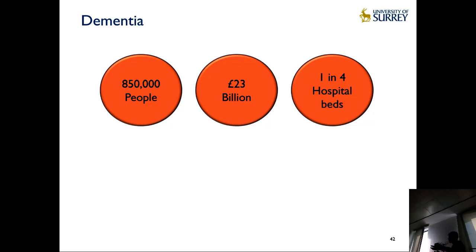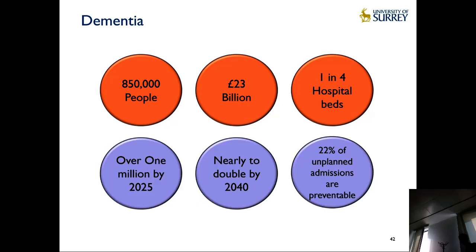Familiar Alzheimer's is a subcategory of dementia. It affects people's cognitive capability and over time they can progress. In the UK, at the moment, something over 850,000 people are registered with dementia. In terms of formal and informal care, we spend around £23 billion per year for dementia care. And at any given time in the UK, one in four hospital beds are taken by someone with dementia. That probably gives you some idea about the scale of the problem.